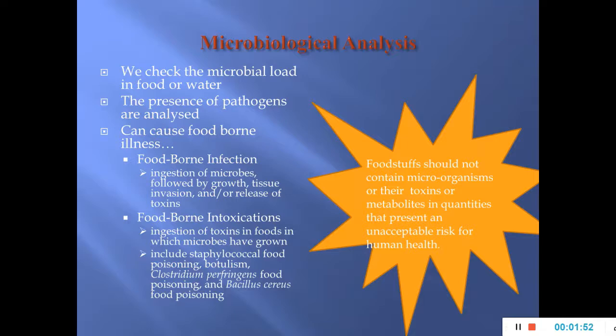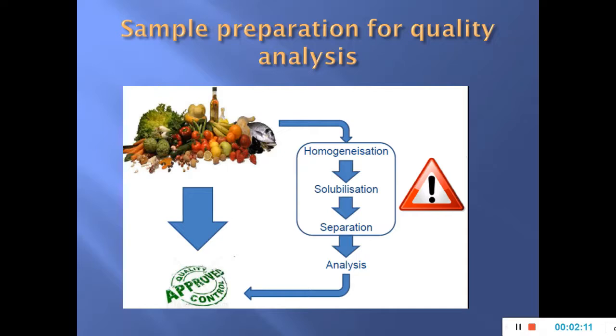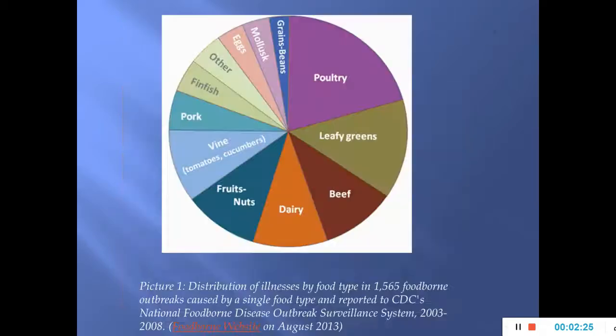So the foodstuffs should not contain the microorganisms or the toxins or metabolites in quantities that present an unacceptable risk for human health. That is the main priority that we should keep in mind when we do a microbiological analysis. Now, how do we do the microbiological analysis? You take a food, you homogenize it, you solubilize it. If it is in an insoluble form, you make it into a soluble form, you separate it, and you take the food analysis and you do the quality control.